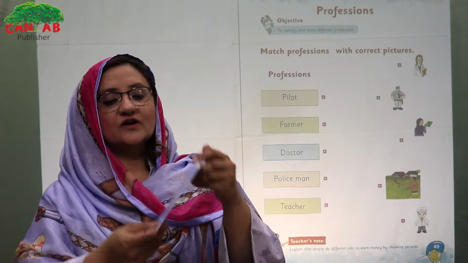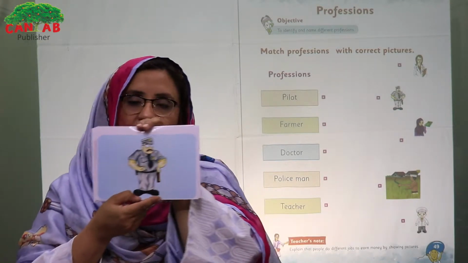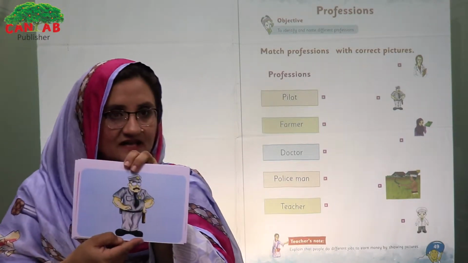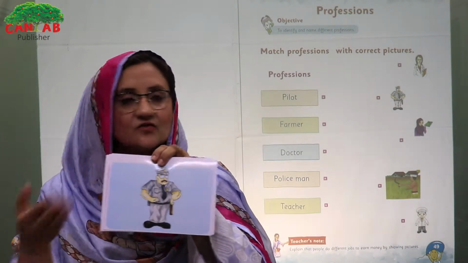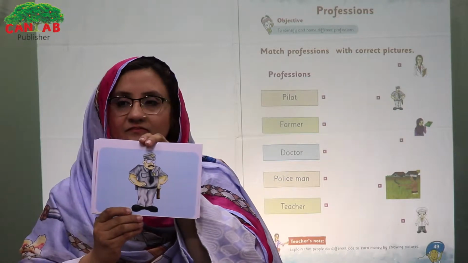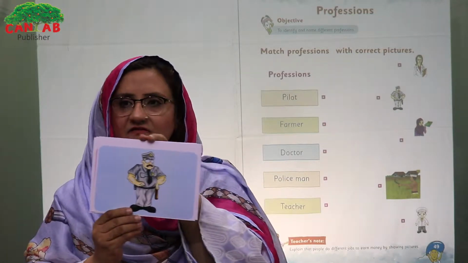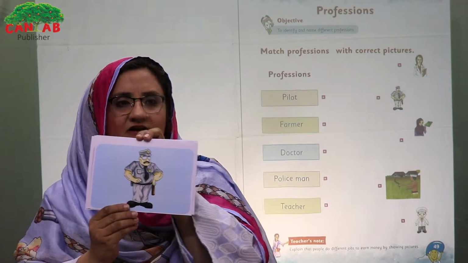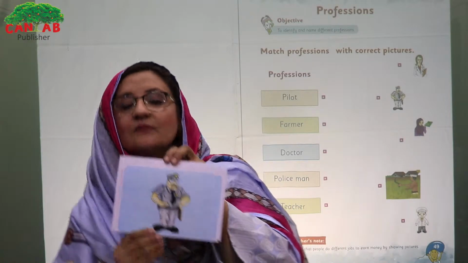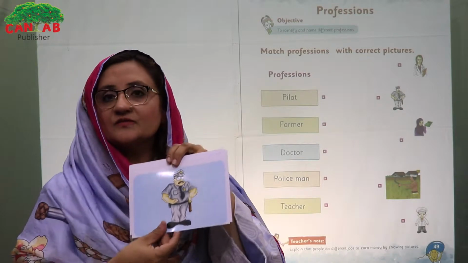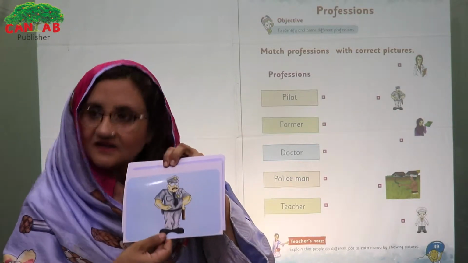Good. And look at here, who is he? He is a policeman. Is there any of your relatives or your father who works as a policeman? Does any relative or your neighbor, have you seen a policeman? Good. A policeman saves us. He protects us from the robbers and from the thieves.